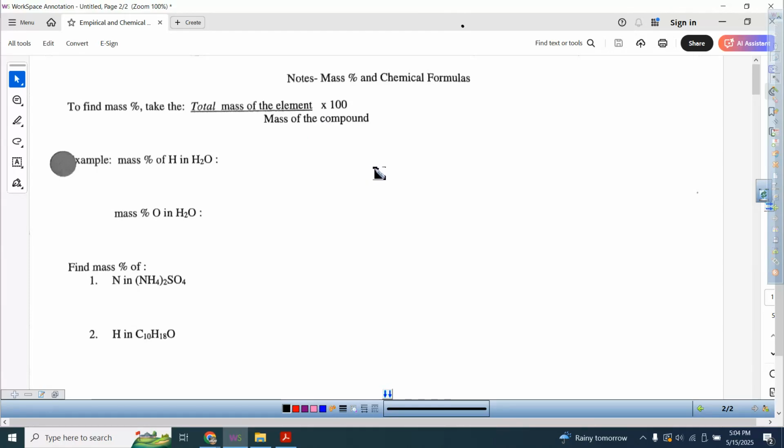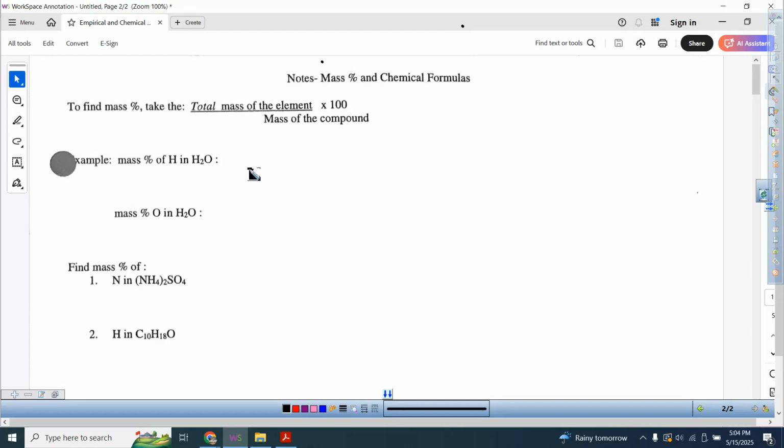Hi, this is going to be a quick video over mass percent, empirical formulas, and chemical formulas. To find mass percent, you're just going to take the total mass of your element in your compound and divide that by the mass of the compound and then multiply that by 100. And when I say mass, I'm talking about the weight from the periodic table.